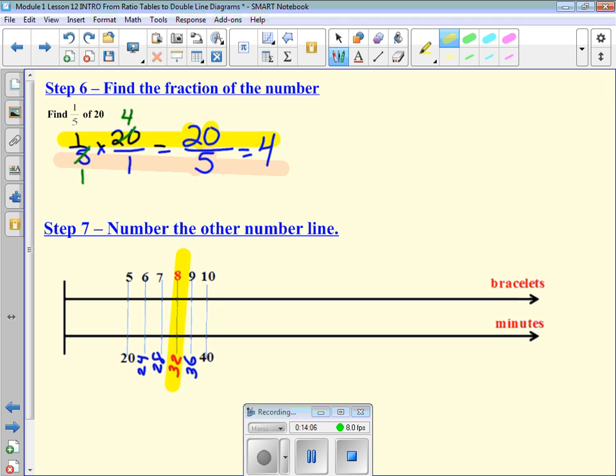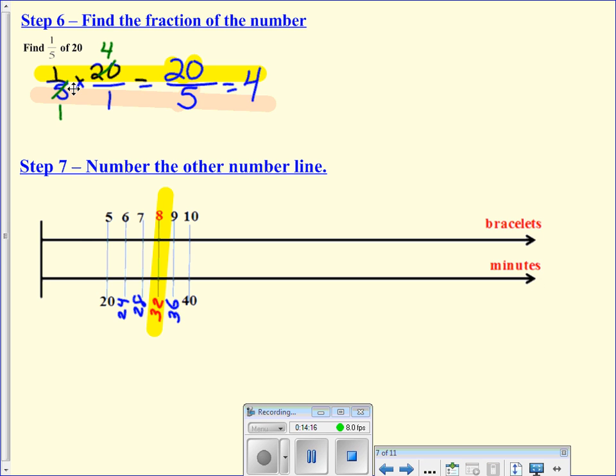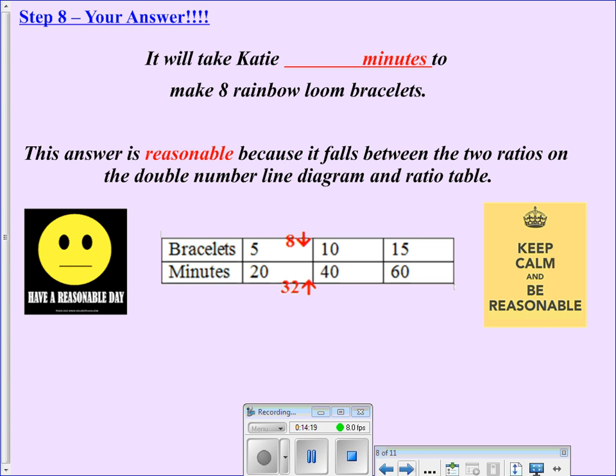Yeah. So in 8 minutes, how many bracelets? 32. So our answer in a full complete sentence, which I already started for you: Katie will take 32 minutes to make 8 rainbow loom bracelets.